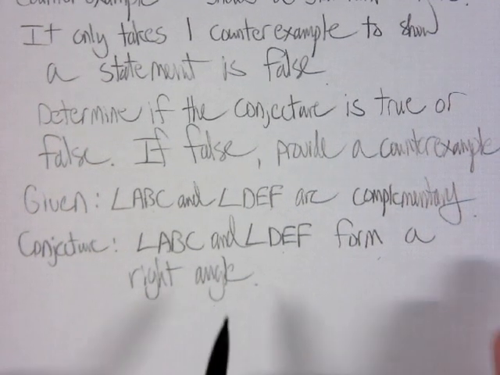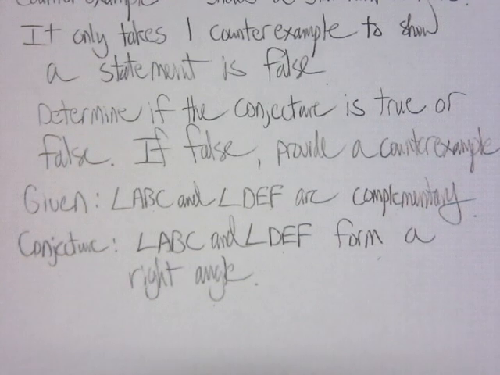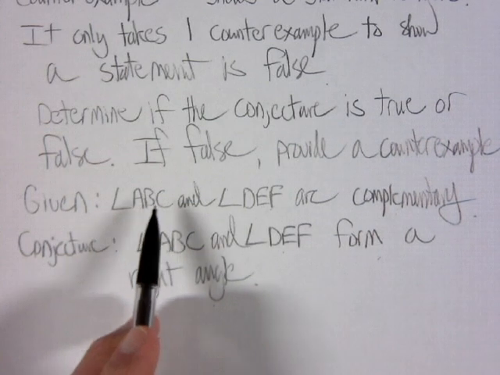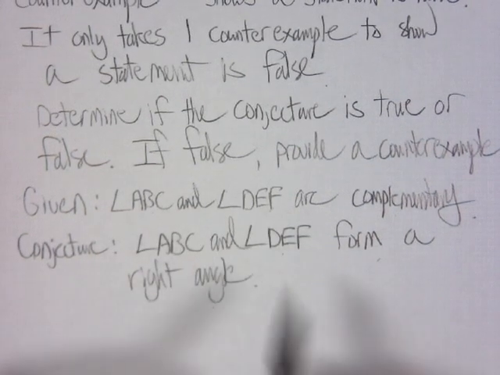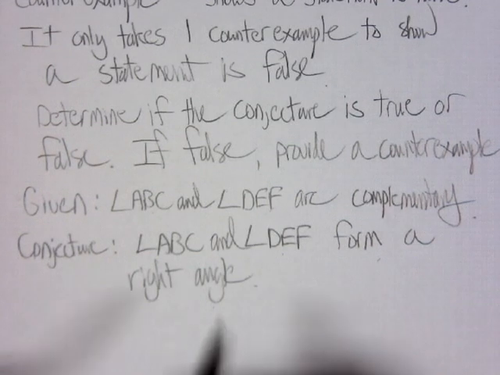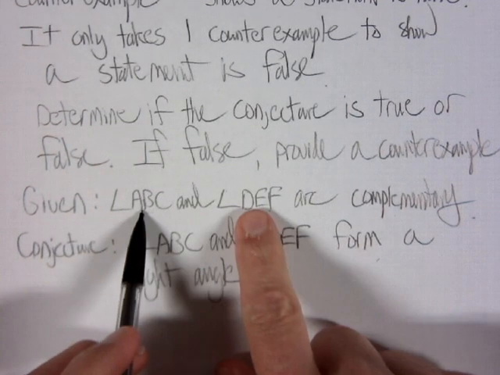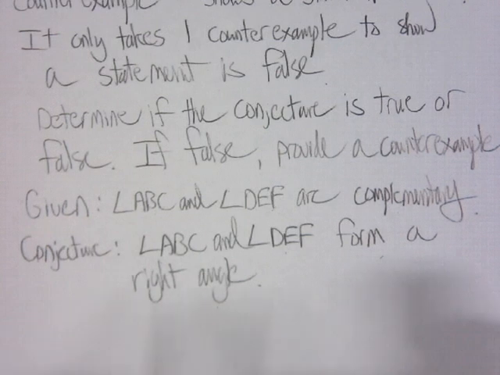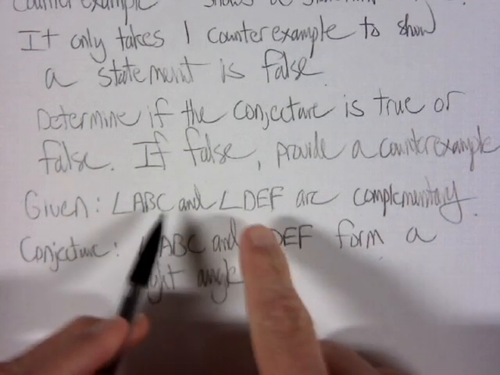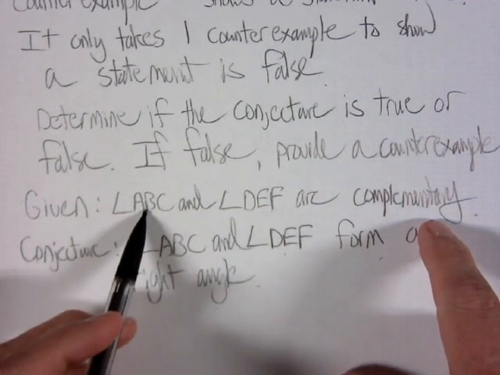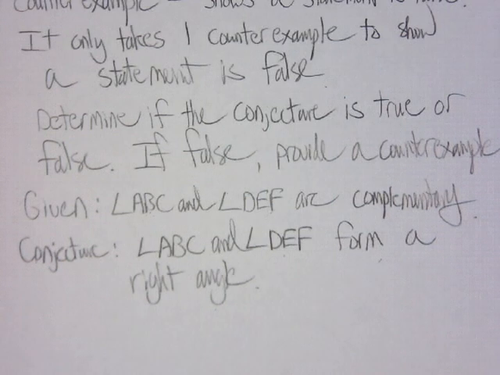So we have to figure out, is that conjecture true or is it false? If it's true, it must be true all the time for every example where these two are complementary. If it's false, I should be able to come up with a counterexample to show that the statement is false. In other words, if every time you have these two angles that are complementary, they always form a right angle, then the statement is true. If I can have these two angles being complementary where they don't form a right angle, then it's false. All right, so let's take a look at it and see.